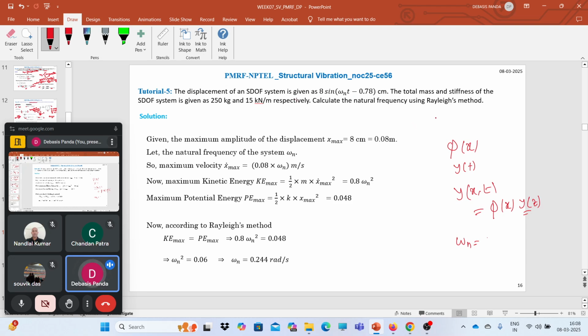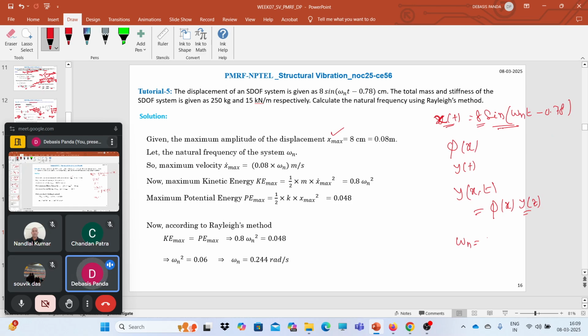The total displacement is given as y of t equals 8 sine omega n t minus 0.78 centimeter, right? So from this equation itself, I can say that y max or x max, let's say this is x or y, you can denote it using any notation. So what will be the value of x max or c? The x max will be 8 centimeter, the amplitude of this motion, right?